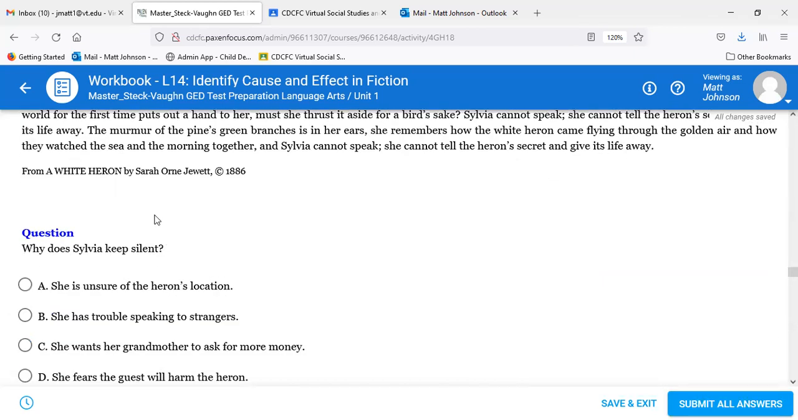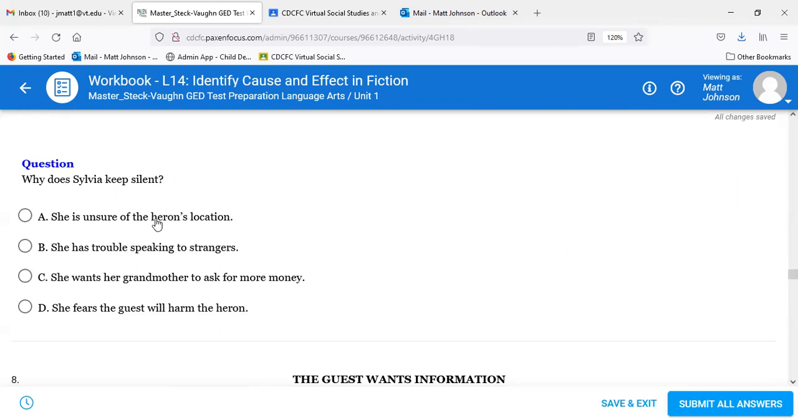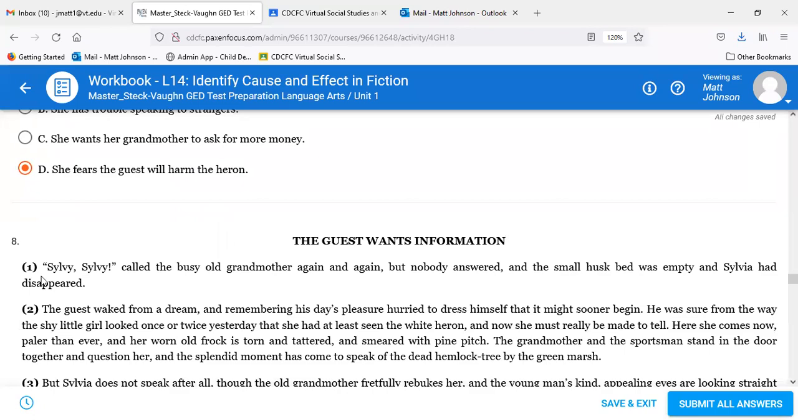Grace, you want to take number 7? Number 7, why does Sylvia keep silent? A, she is unsure of the heron's location. B, she has trouble speaking to strangers. C, she wants her grandmother to ask for more money. And D, she fears the guests will harm the heron. D. Yeah, she's afraid that they'll harm the heron. D is in dog. On we go. Number 8.